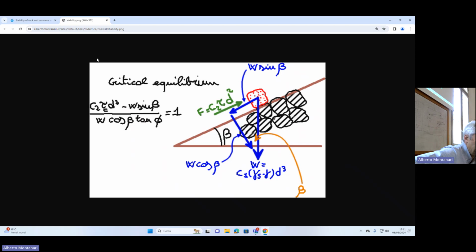The hydrodynamic forcing can be expressed as a function of what? Of the area of the boulder that is exposed to the flow. The area is represented through a characteristic dimension, lowercase d, that is squared, because it's an area. The characteristic dimension could be the radius, for instance, if the shape is spherical. If it is a cube, d is the side of the cube, you know. So we have this hydrodynamic forcing F, which depends on this square, okay?